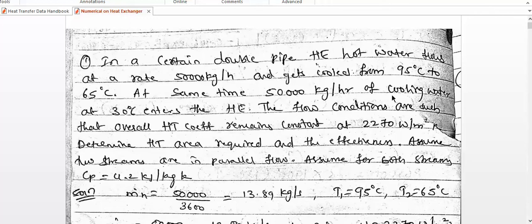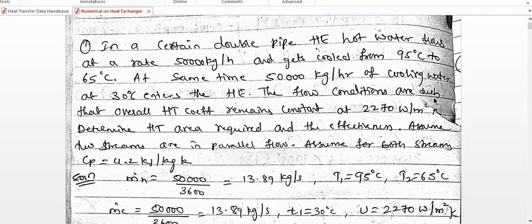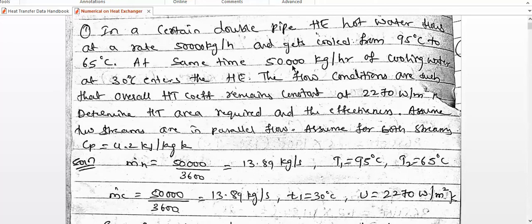At the same time, 50,000 kg per hour of cooling water is entering. The mass flow rate of the cooling water, that is the cold fluid, is 50,000 kg per hour, entering at 30 degrees Celsius. So small t1 is given here, that is the inlet temperature of the cold fluid. The mass flow rate is given as 50,000 kg per hour, so again it has to be converted.